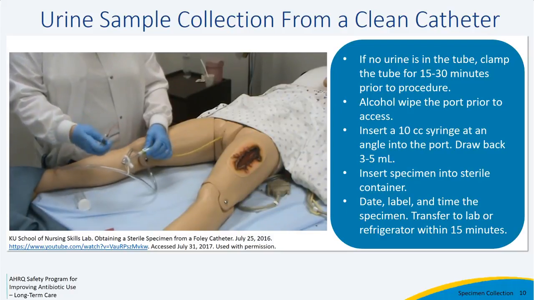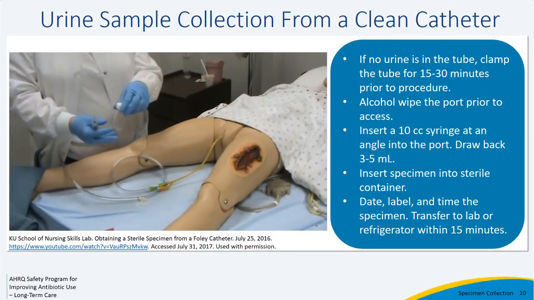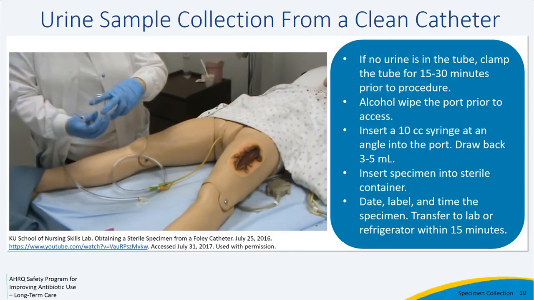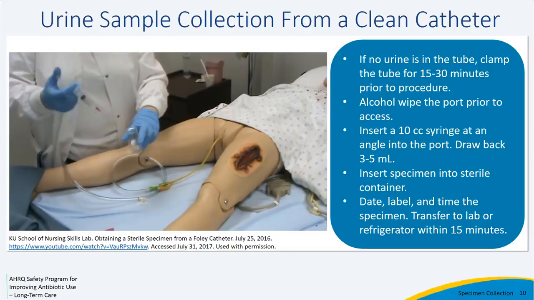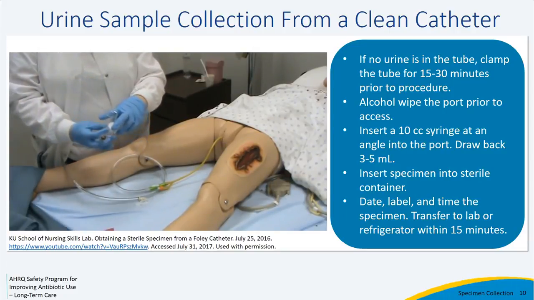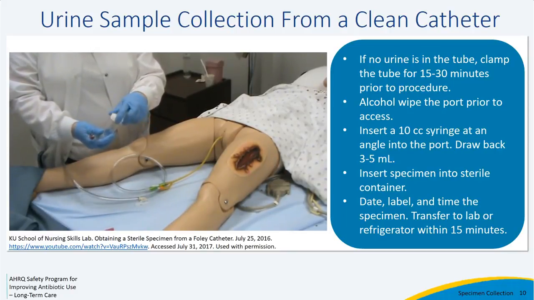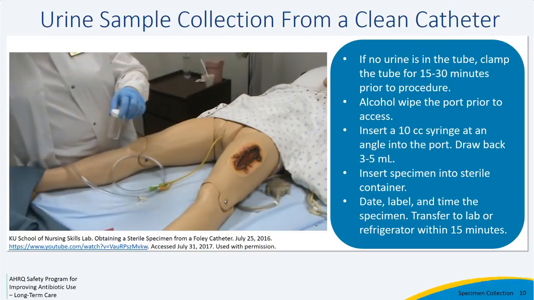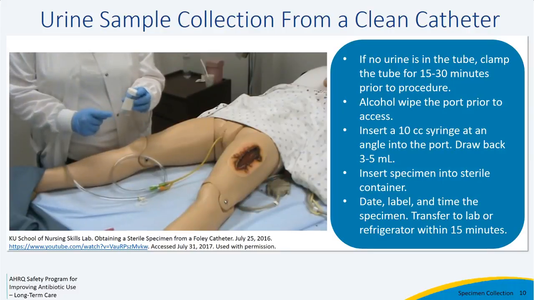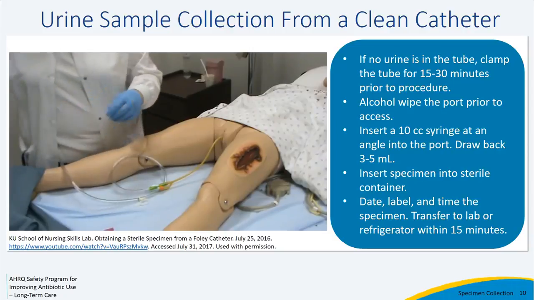Remove your syringe, unclamp the catheter, take your sterile specimen container, and make sure that the lid stays in a downward position. Insert your urine into the tube, flip up your safety cap on your needle, and screw the cover on. Make sure that you date, label, and time this. It needs to get to the lab within 15 minutes to remain viable, and so that bacteria does not grow.